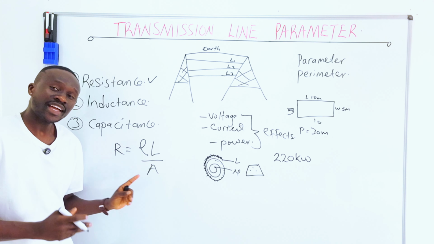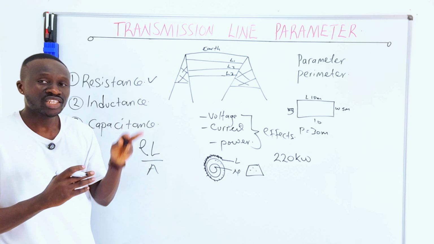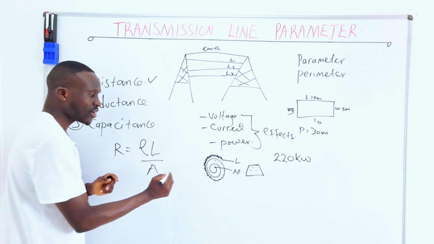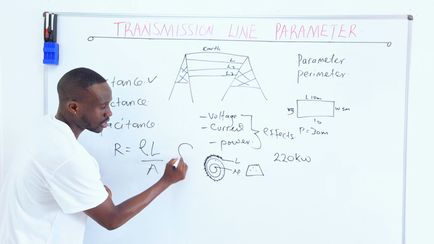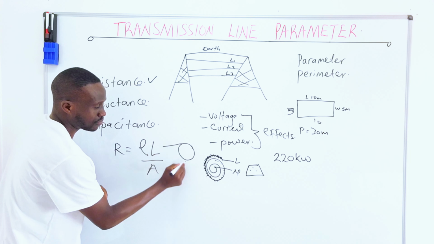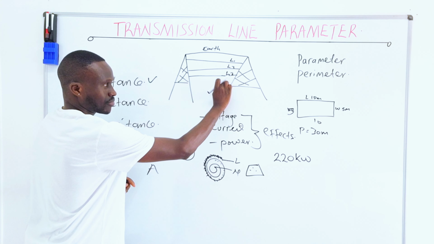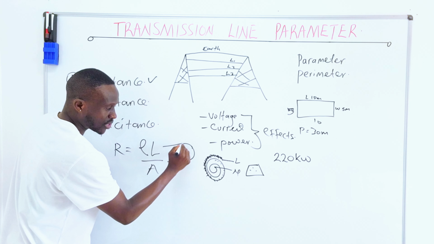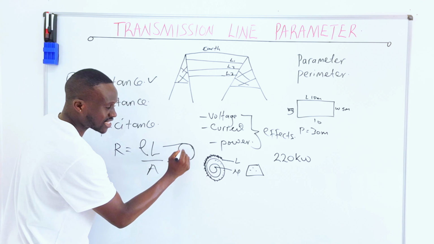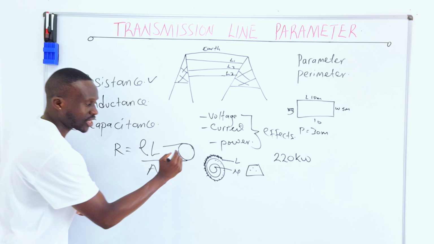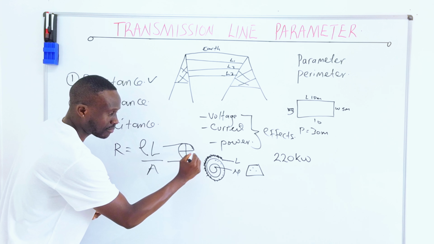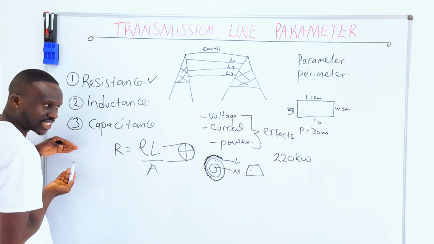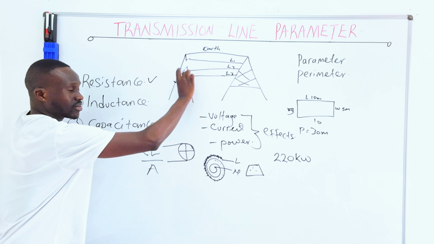Divide by A. A will stand for the cross-sectional area. Cross-sectional area, I told you, is like, this is the cable, this is the wire, okay? On the last part of the wire, it has a cross-sectional area. This is the cross-sectional area. This is a wire which comes like this, one wire, okay?